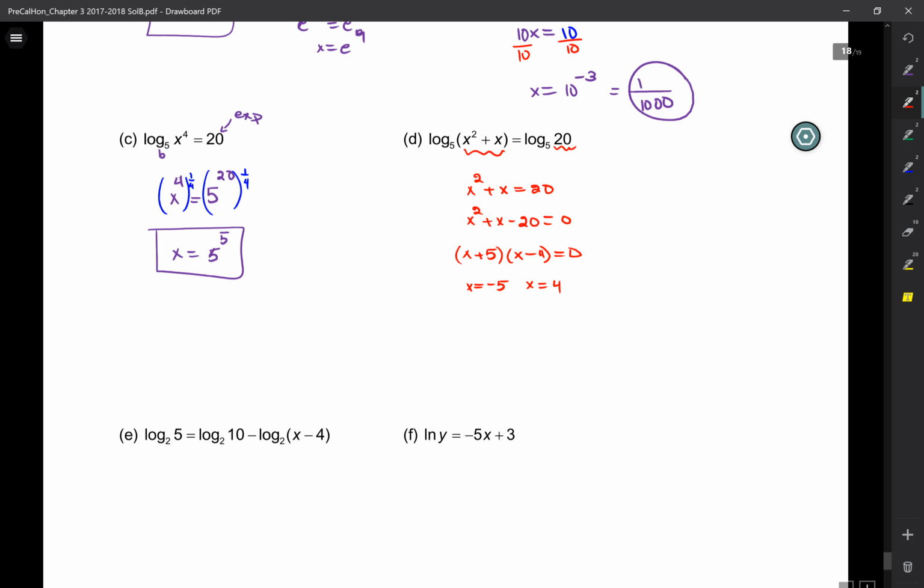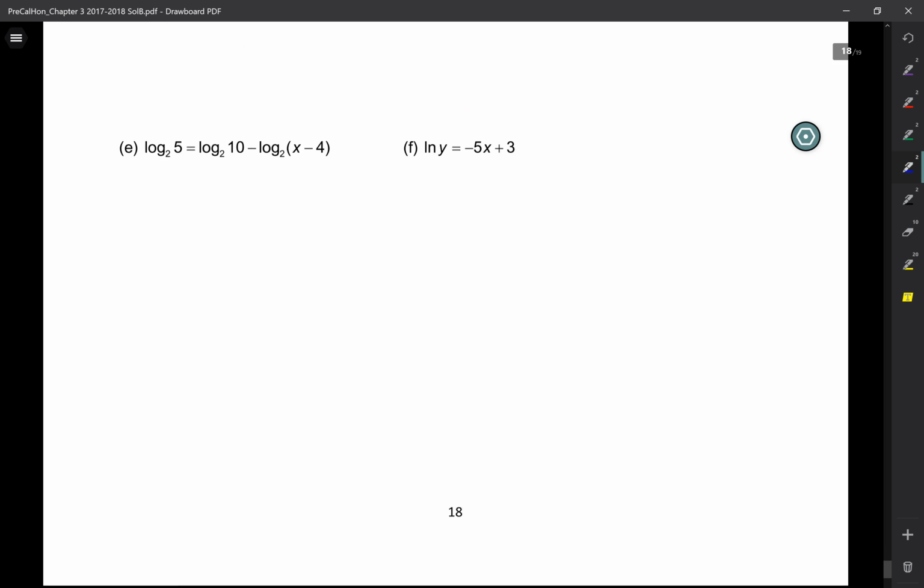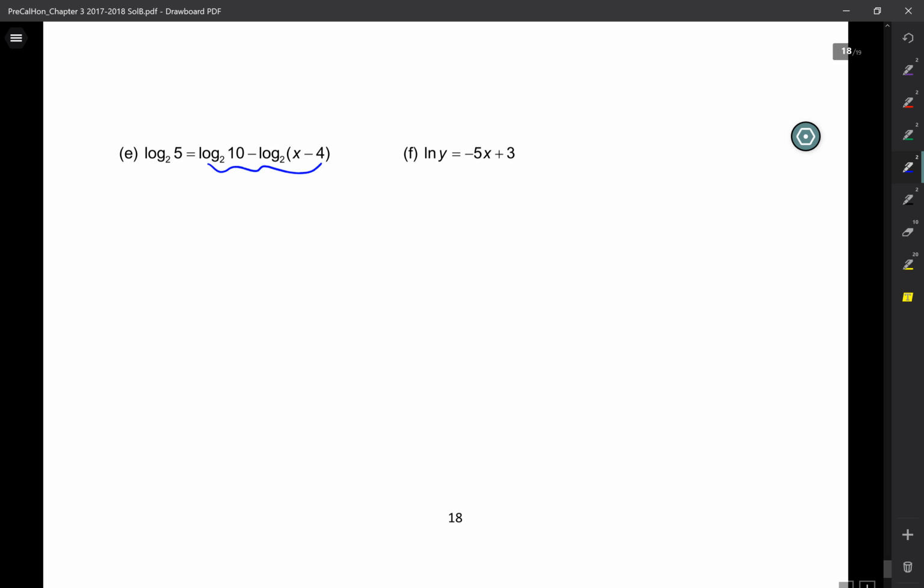Now, specifically with logarithms, you want to check that your answers work. Okay, so check both answers. And in this case, it's not too difficult. You can see that they both work, right? Because if I put negative 5 in here, then I get 25 minus 5, log of 20. If I put 4, I get 16, log of 20. You want to make sure that they work. You also want to make sure that you never have an x value which gives you log of a negative number.